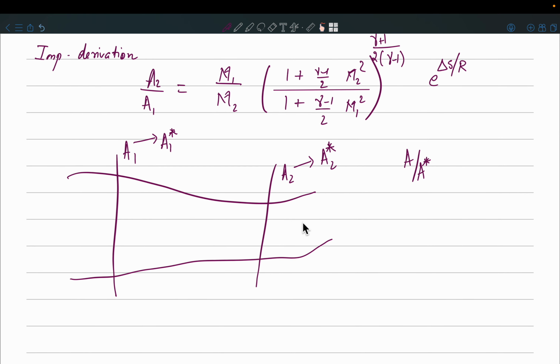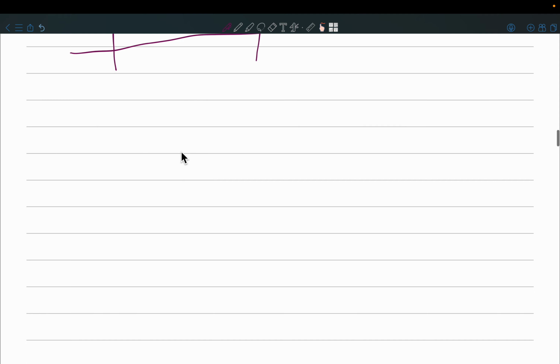You agree? Yeah. The flow conditions are different at A1 and A2. For both of them, I can independently imagine a situation where, in an imaginary process, you are taking it isentropically to Mach 1. Right? So then we get our star reference state, which we have seen last time.